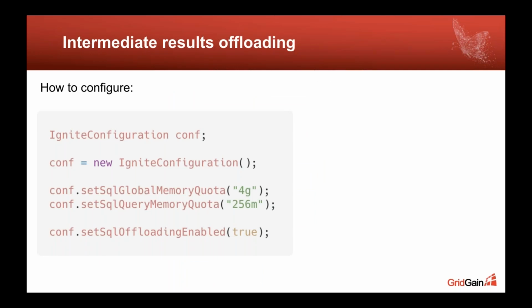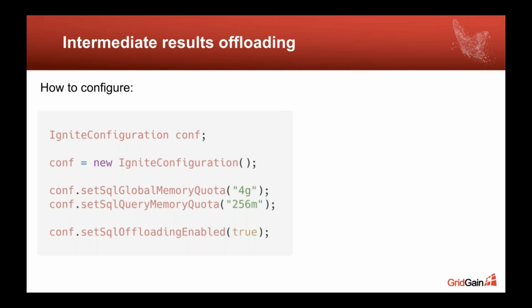Here we have another option, SQL offloading enabled. This option changes the previous options' behavior a bit. So now, when a query exceeds its limitation, no exception will be thrown, but the query will start flushing its operational sets on a disk. Of course it will slow down a query, and slow it down significantly, but all the queries will finish successfully.